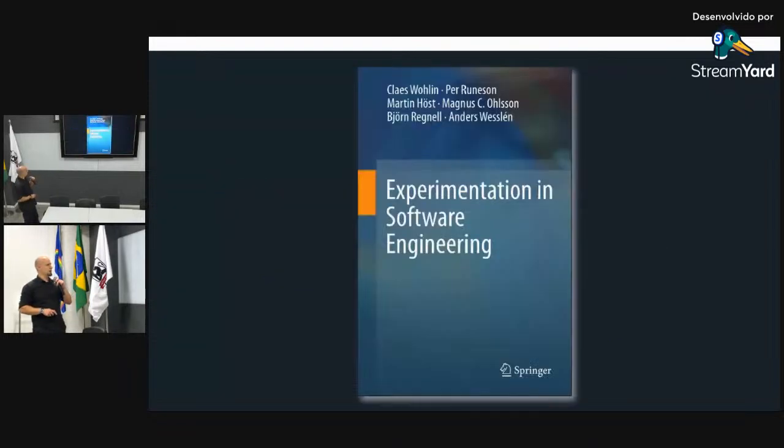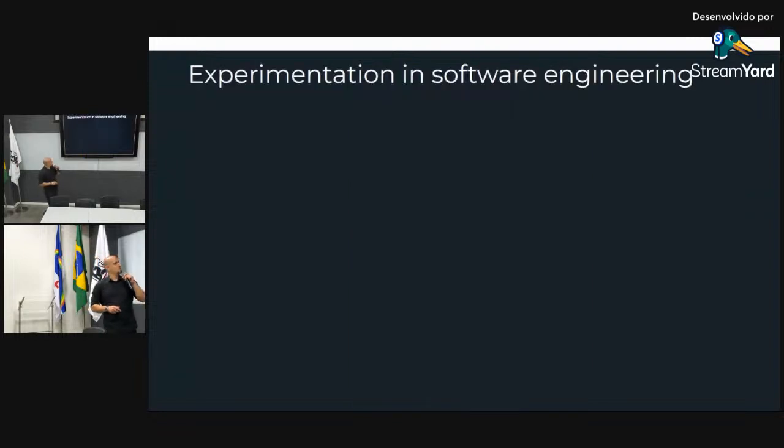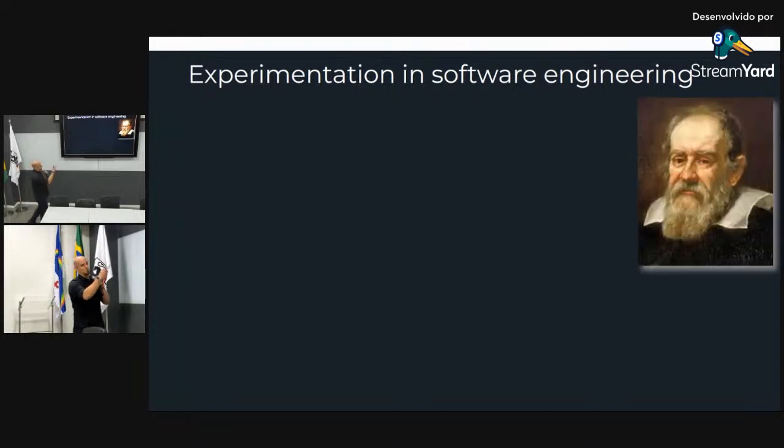And how do you measure this? Well, this is one of my go-to books. I guess we all know it in one version or another: Experimentation in Software Engineering. And I don't think we really need to be that discursive about it and give all the details, but do you know who this guy is?